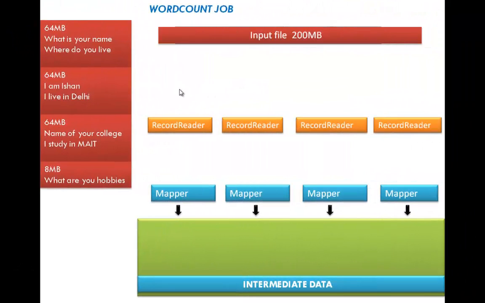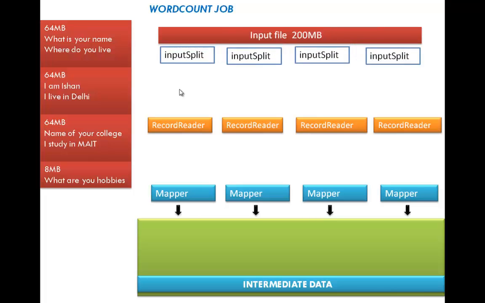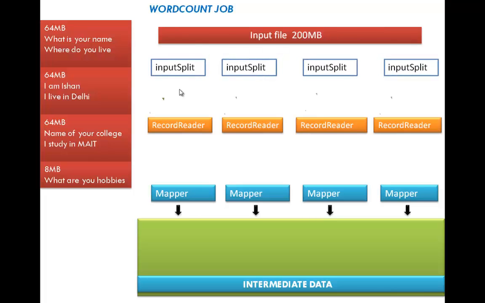Now comes the word count job. Here you can see a 200 MB input file which is divided into 64, 64, 64 and 8 MB divisions. This is to be applied to the MapReduce engine. Let us suppose we take a text input format file. The input file is split into input splits. The record reader reads the input line by line and converts it into a byte offset, entire line pair. Here the byte offset is the address of the first letter of the first word, that is 0.